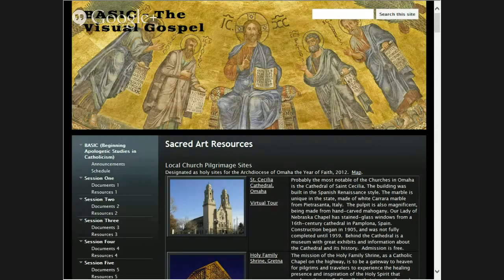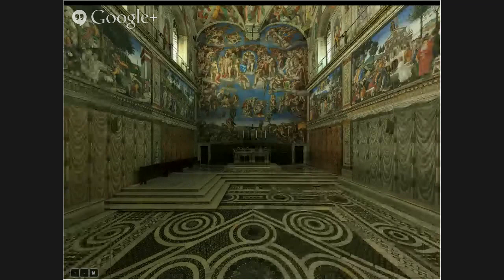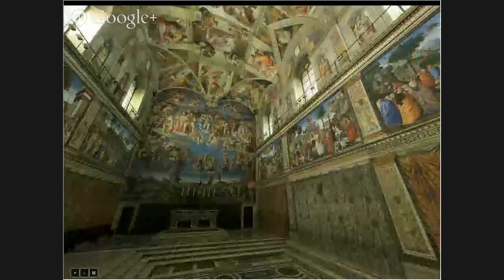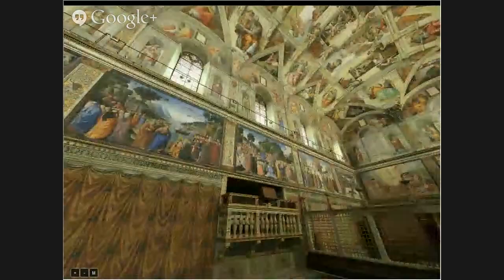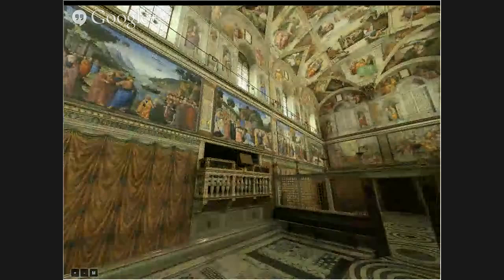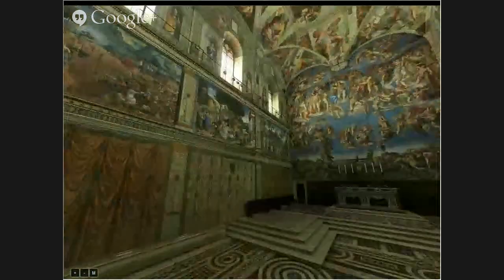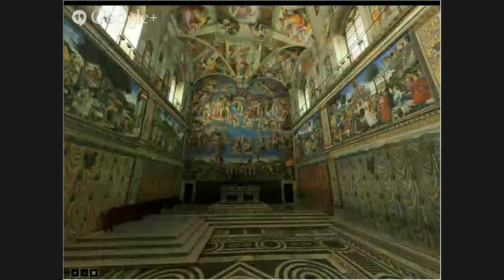Oh, what happened there? Went to the next page. Sorry. Let's go back. There we go. So everyone recognizes this is a space, right? The Sistine Chapel. Sorry. Sistine Chapel. Yes.